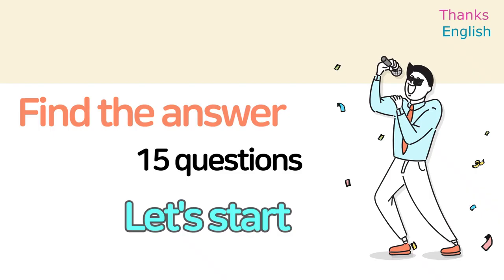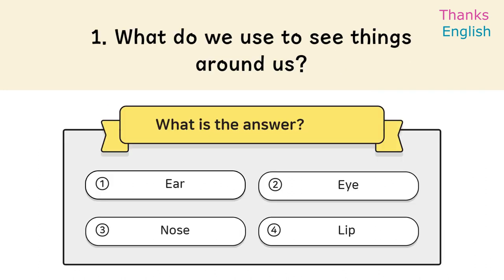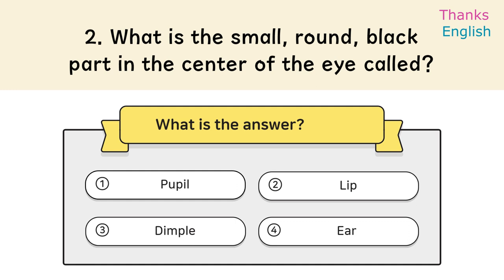Find the answer. 15 questions. Let's start. 1. What do we use to see things around us? 2. What is the small, round, black part in the center of the eye called? 1. Pupil.